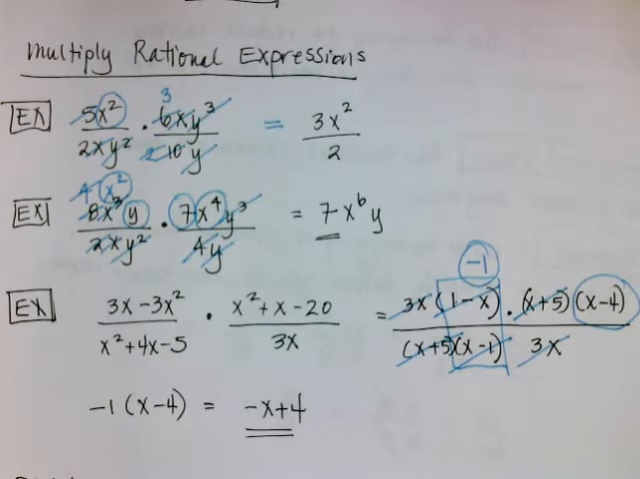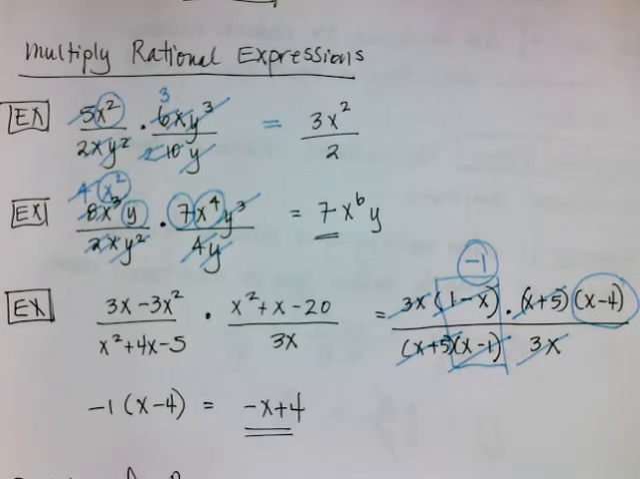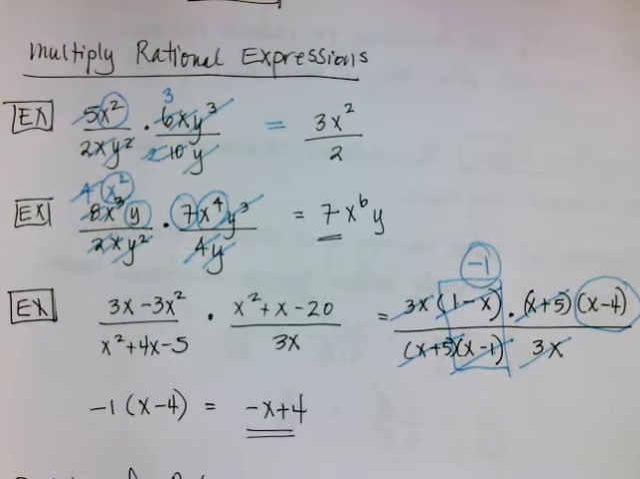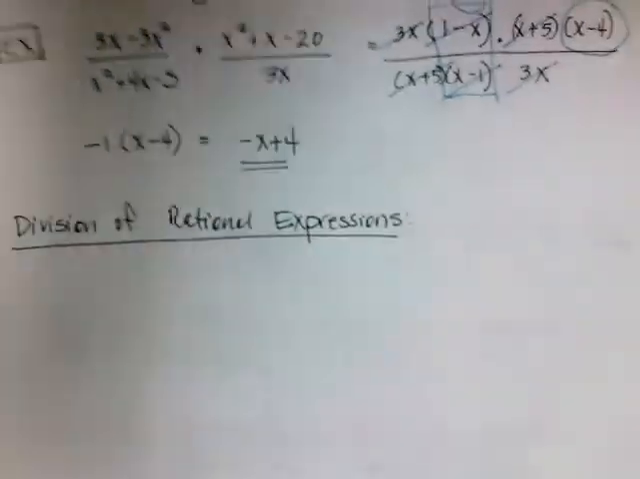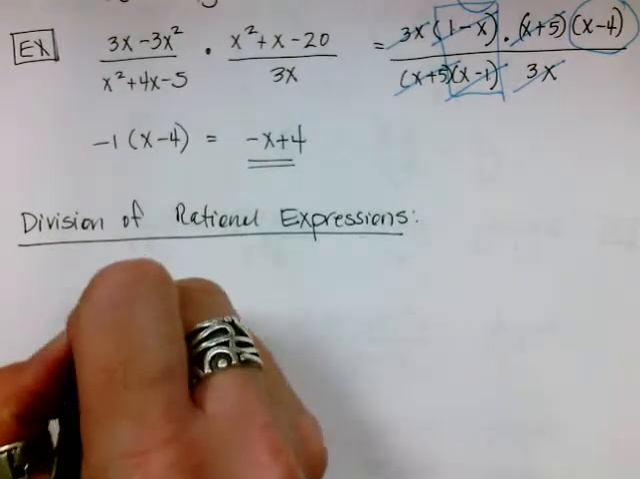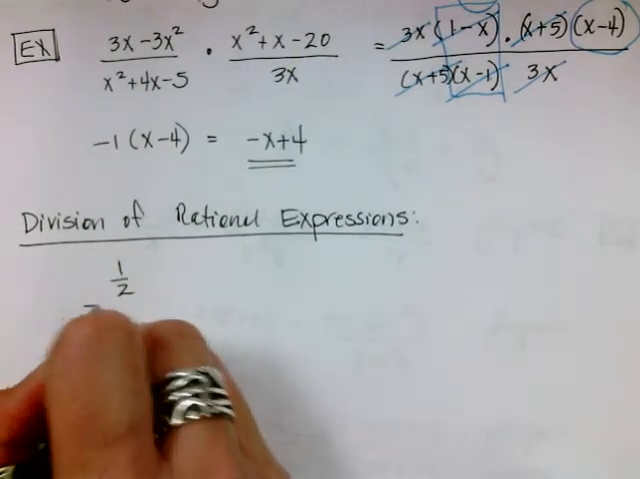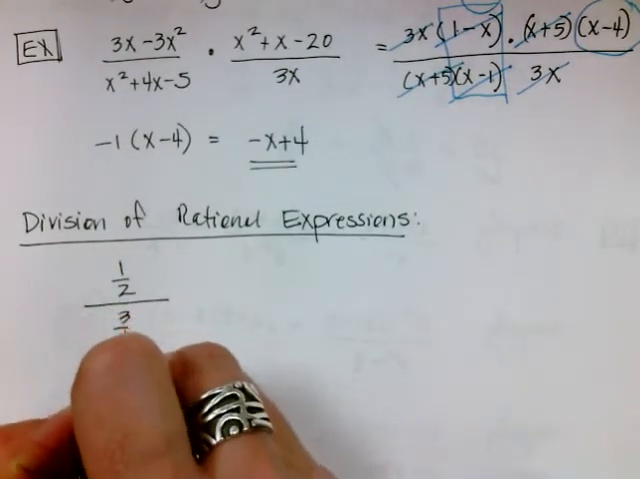All right, so now what we're going to do is we're going to talk about division of rational expressions. And I'm going to go back to start with regular plain old boring fractions, okay? Although we usually don't think of fractions as boring. All right, so now we're going to do division. So let's say I had a half divided by 3/4.